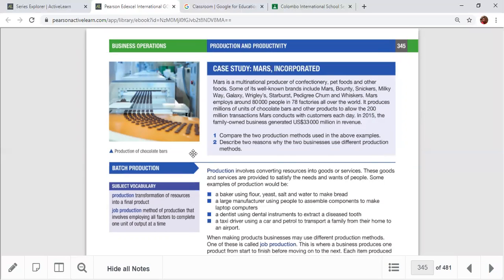Okay, so then we can find two comparisons. Identify the two production methods used by the above examples. Describe two reasons why the two businesses use different production methods. When you answer in this situation, you can see these two methods of production.